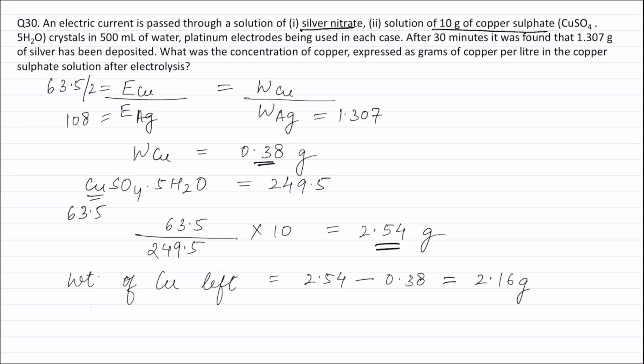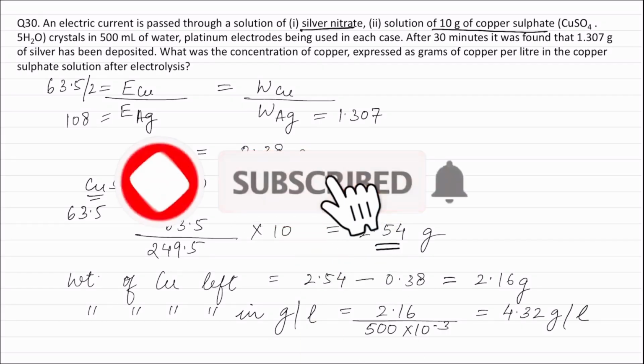Therefore, weight of copper left in the solution in grams per liter will be weight of copper, that is 2.16 gram, divided by volume of solution in liters, that is 500 into 10 to the power minus 3 liters, and this is equal to 4.32 grams per liter.